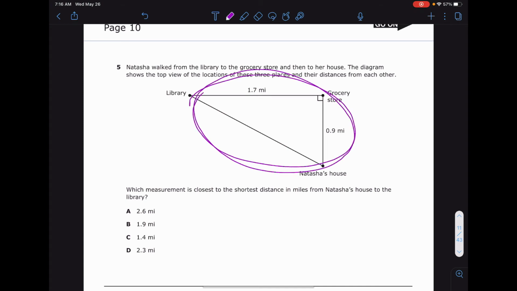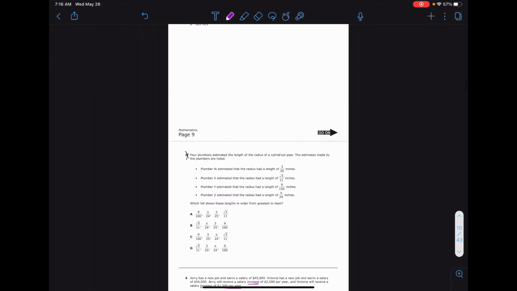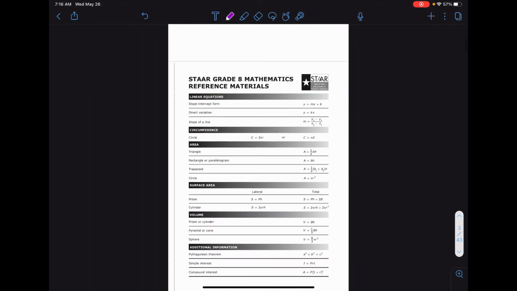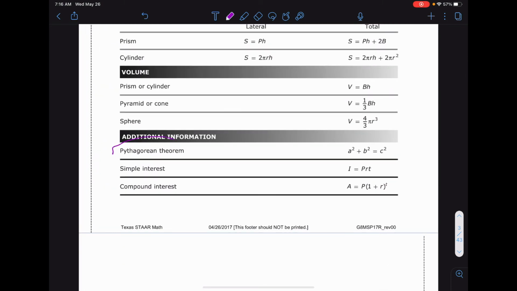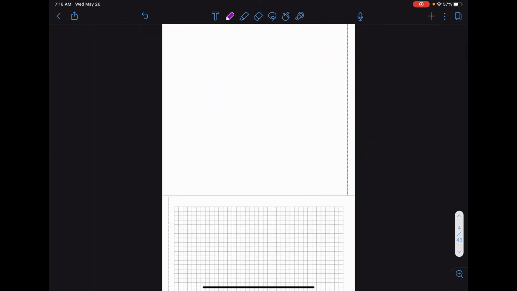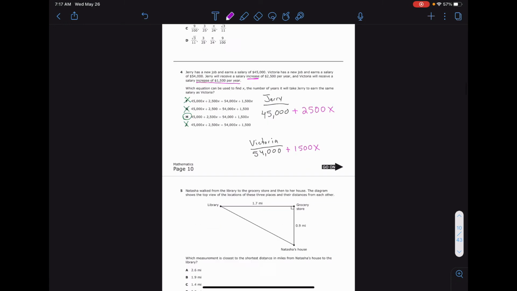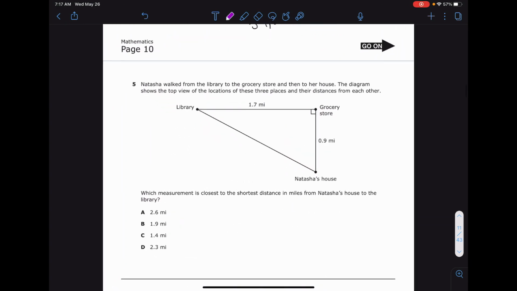So what shape is this? ¿Qué figura? A right triangle. If I have a right triangle, what do I use? I go to my formula, and I have Pythagorean Theorem. A squared plus B squared equals C squared. Let's look at what we saw. So A squared plus B squared equals C squared. A equals, B equals.